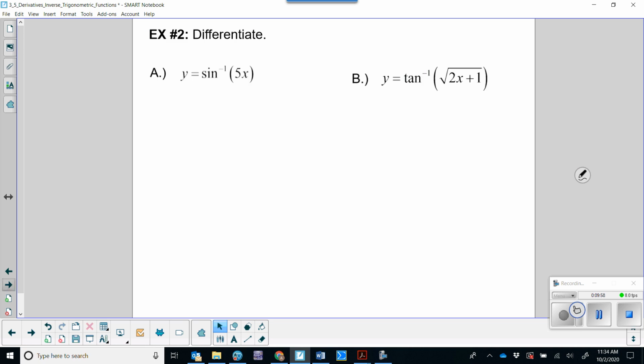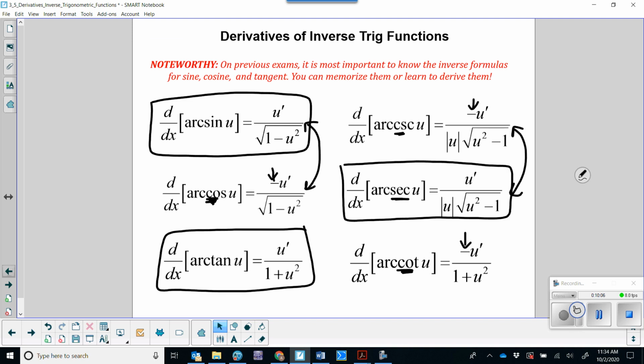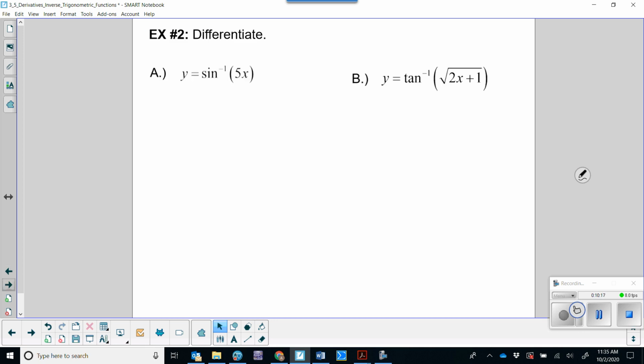So when we're doing derivatives here, really we're just using a formula. This says find the derivative of sine inverse of 5x. The formula for arc sine is u prime, that means the derivative of the inside, over square root of 1 minus that inside squared. That's it. So all I'm going to do is say dy dx equals, derivative of the inside, that's 5, over square root of 1 minus the inside whole thing squared. And then I'm done. That's how easy it is. Finished. Don't need to do anything else.